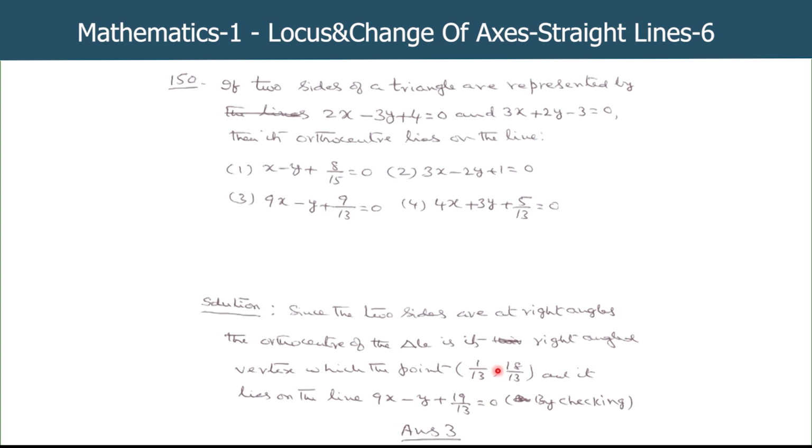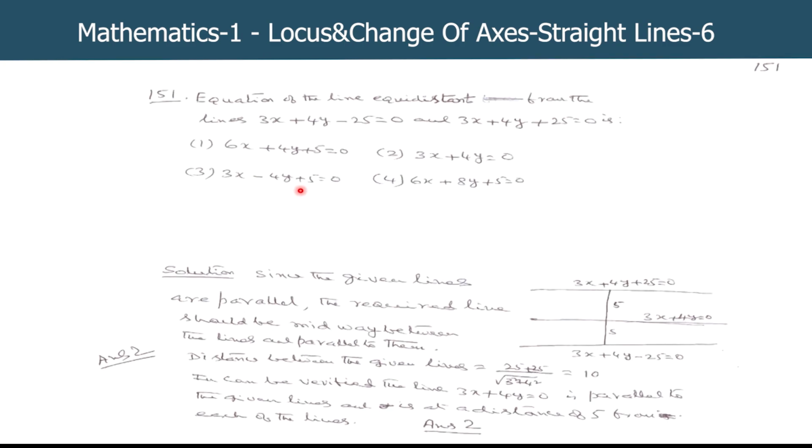Please check whether (1/13, 18/13) satisfies 9x minus y plus 19/13 equal to 0 or not. So the correct option is option number 3, because for a right angled triangle, the orthocenter is the right angled vertex. For an equilateral triangle, the orthocenter, centroid, incenter and circumcenter are all the same.